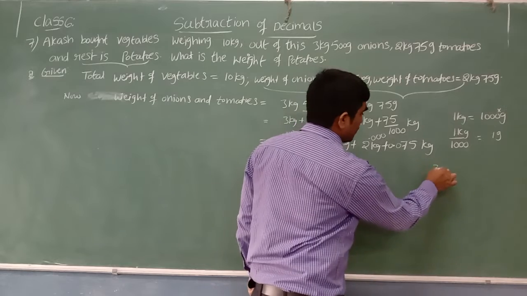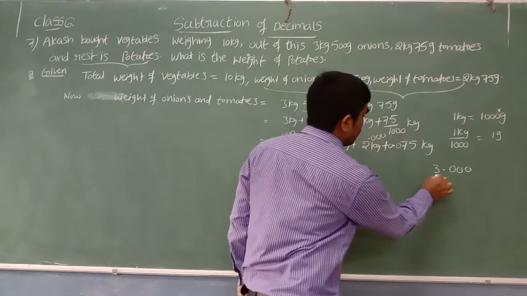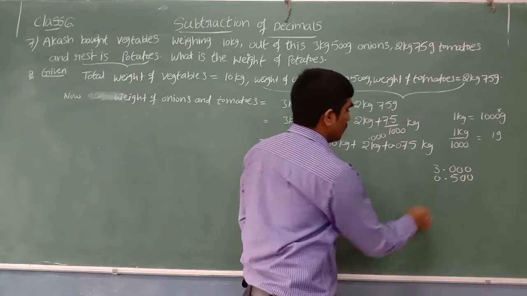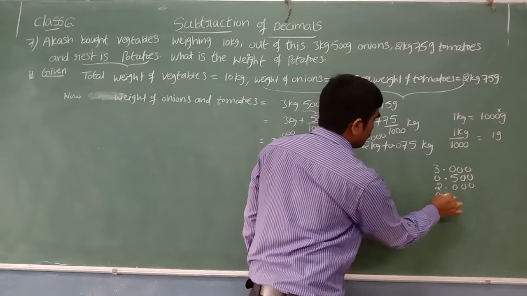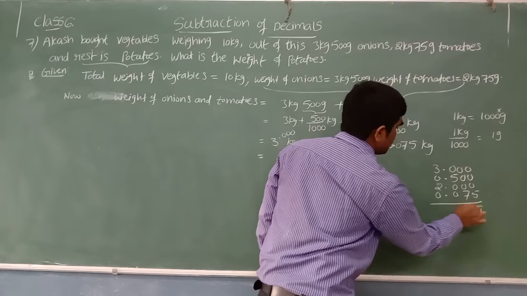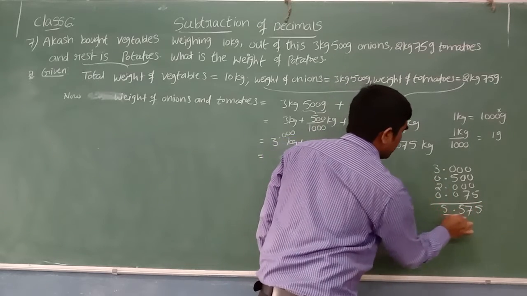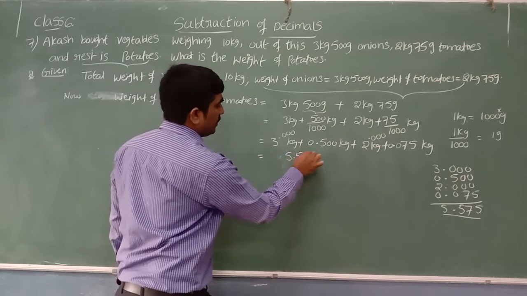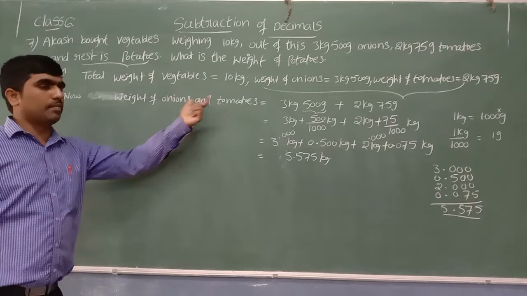We'll do the addition here: 3.000, and next 0.500, and next we'll write here 2.000, and we'll write here 0.075. Here 5, 7, 5. 3 plus 2 is 5. Yes, 5.575 kg. It is the weight of both onions and tomatoes.